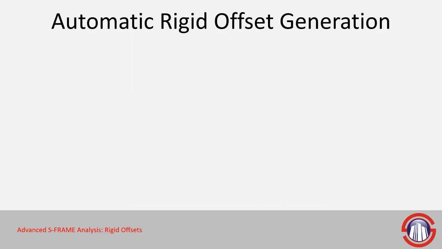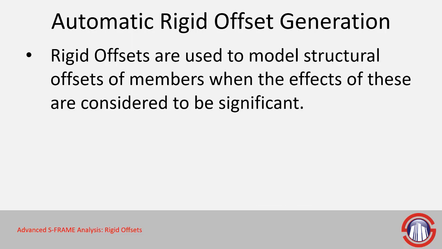Well, SRAM will be able to generate for you rigid offsets. And this is always at the discretion of the engineer, whether or not it's necessary and whether or not it's worth their time to do this. But it allows you to basically use the structural model offsets to consider the effects of those offsets, and it's up to the engineer to determine if they're significant or not.